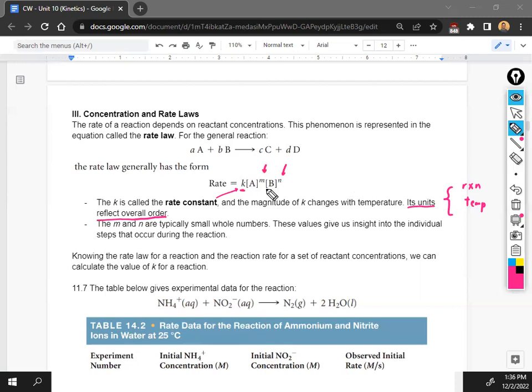And then A and B are going to be the concentrations of your reactants, okay? So that's what the rate law is dependent on. It's dependent on the constant times the concentration of the reactants to the power of m and n, depending on what order reaction it is.